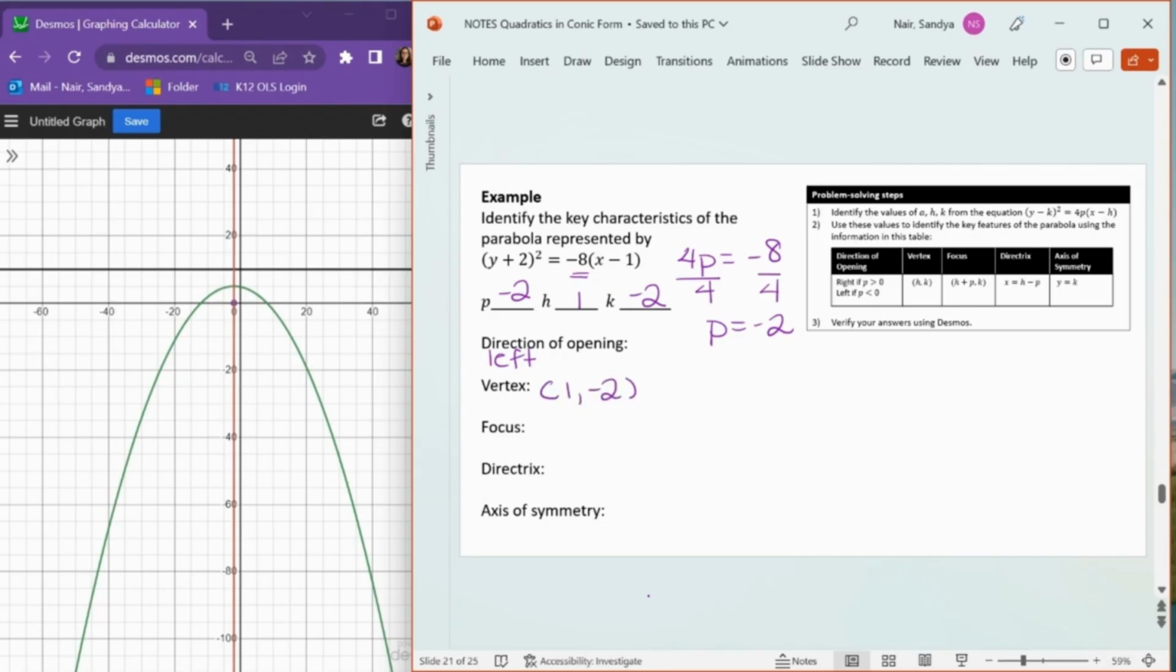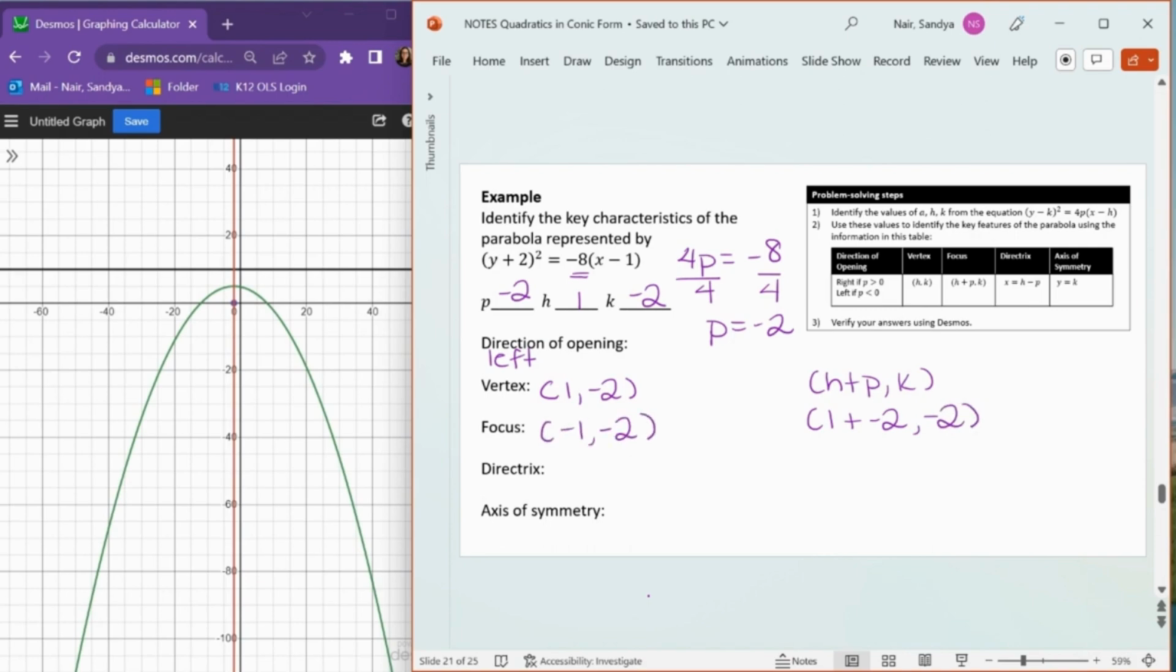The focus, well, we can use (h plus p, k) to figure out the focus. So h we said is 1, and then p is -2. So we have 1 plus -2, and then k, which is -2. 1 plus -2 is -1, so we have (-1, -2).